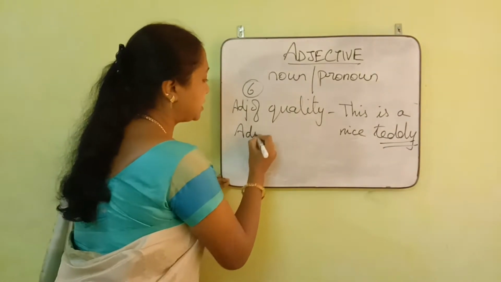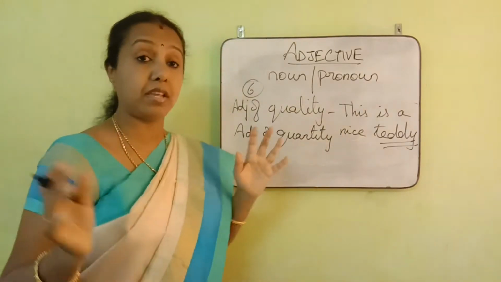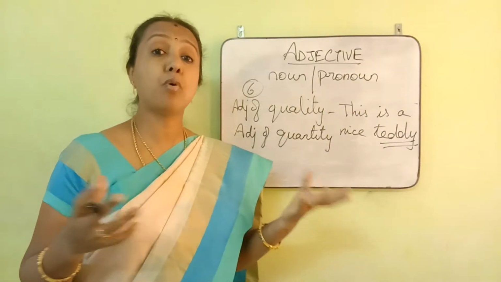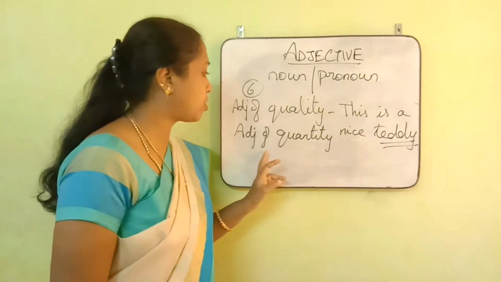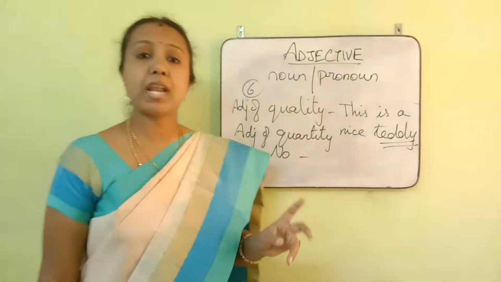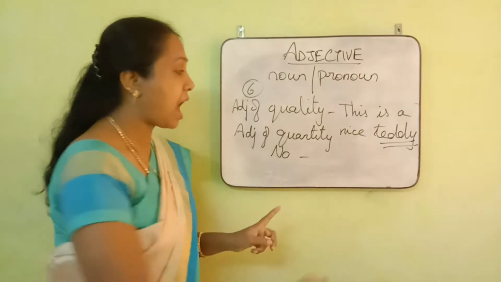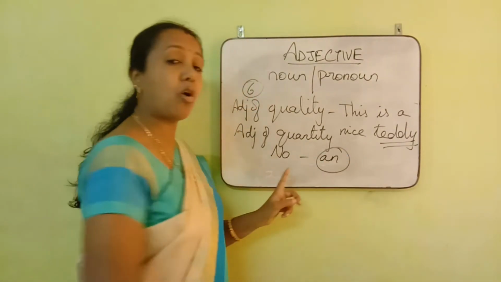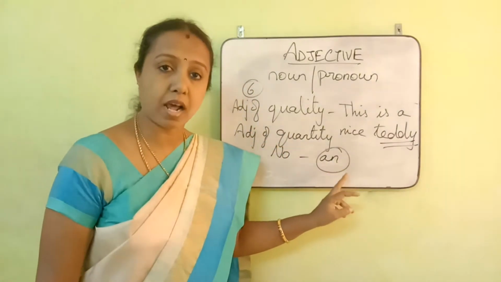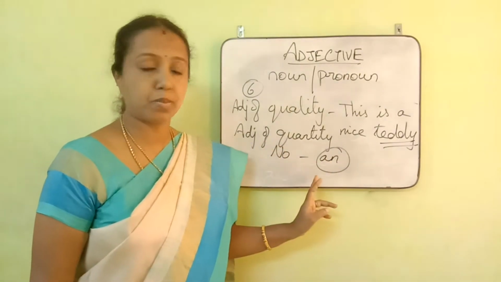The next one is adjective of quantity. For example, when I say I have enough money, that enough talks about the quantity. I have more money, I have little money, that talks about the quantity of adjective. Adjective of number. When I say I have 5 apples, that 5 indicates the number. I have an apple, and an also indicates the number, telling that it's 1. So though an is an article, it talks about the number, so you call it adjective of number.